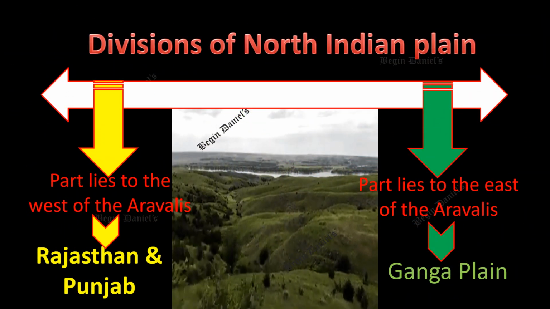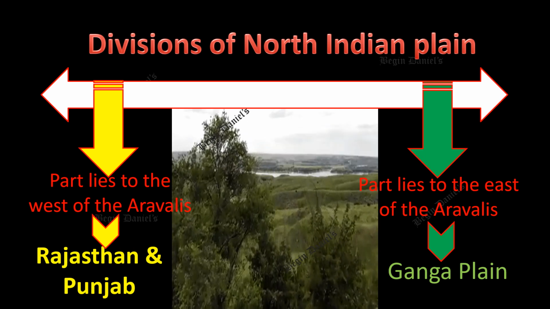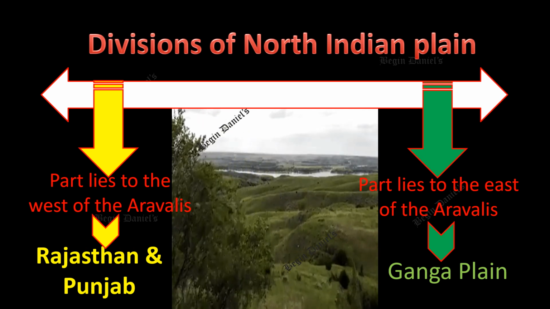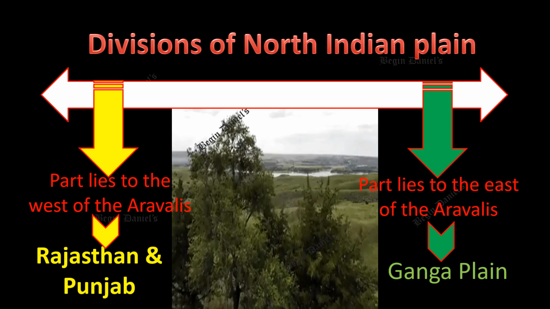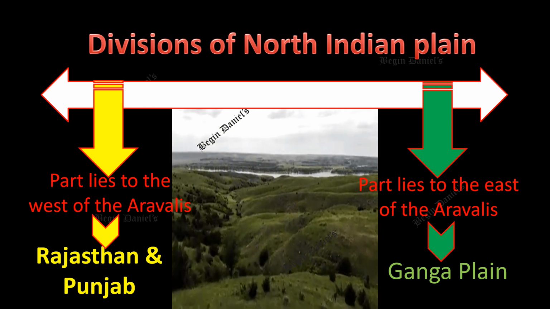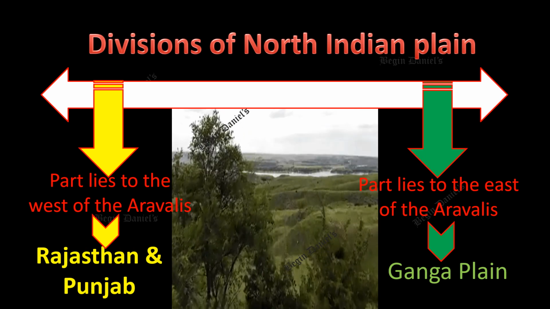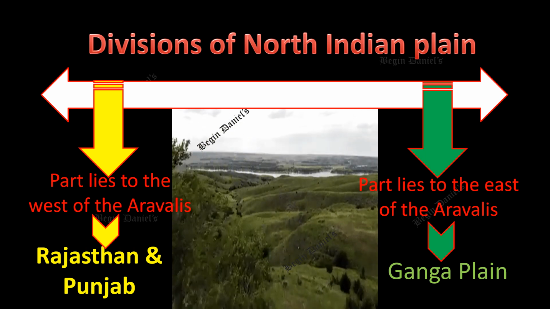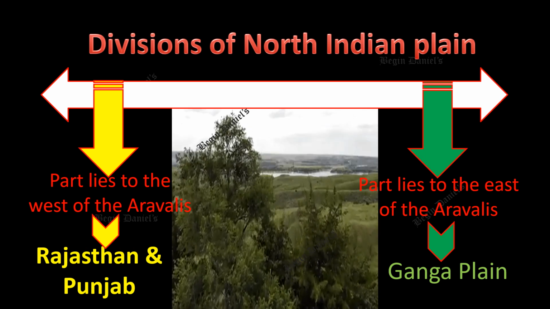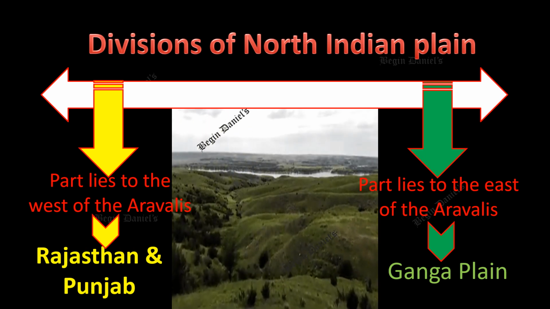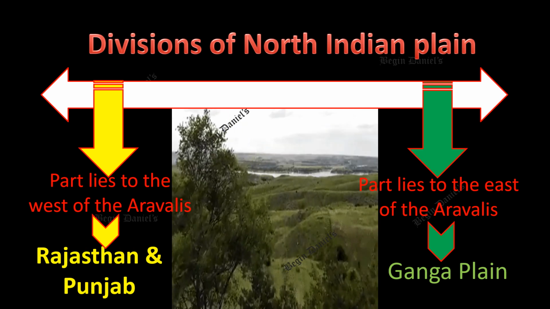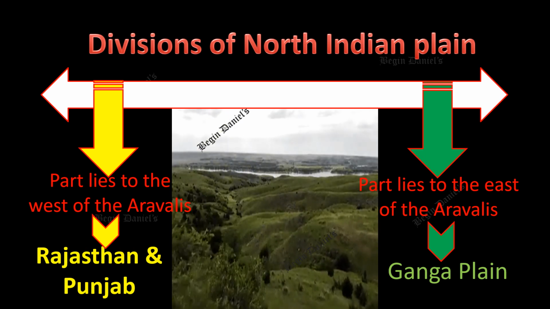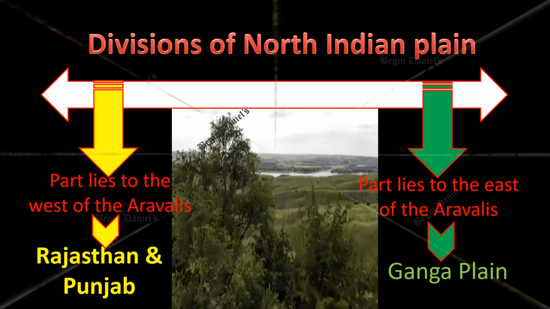This North Indian plain can be classified into two parts. The Aravalli range divides this North Indian plain into two. One part lies to the west of Aravallis. That region is called Rajasthan and Punjab Plain, and the part that lies to the east of the Aravallis is called Ganga Plain. Rajasthan and Punjab Plain to the west of Aravallis and Ganga Plain to the east of Aravallis. These are the two divisions of North Indian Plain region.